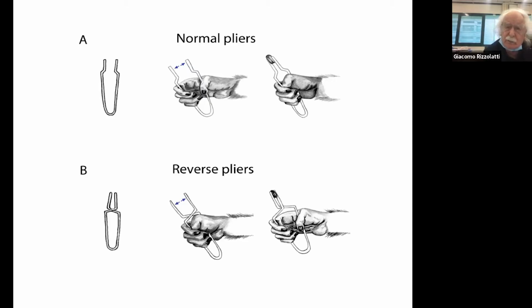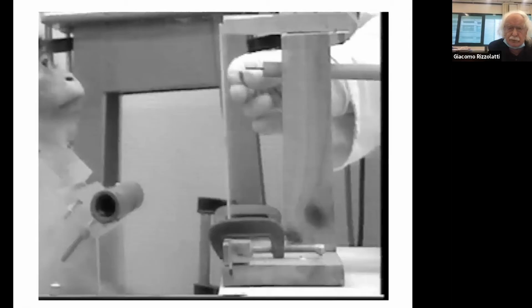Here the monkey was taught to use pliers, and one set of pliers in the upper row are normal pliers. You grasp an object when you close your hand, but in B, there are these crazy pliers. So they become active if you use something opposite: when you open the hand, like here, the object is grasped. So movement here is not so important. The goal is important. If the goal is grasping, you can see, now I will show you the result.